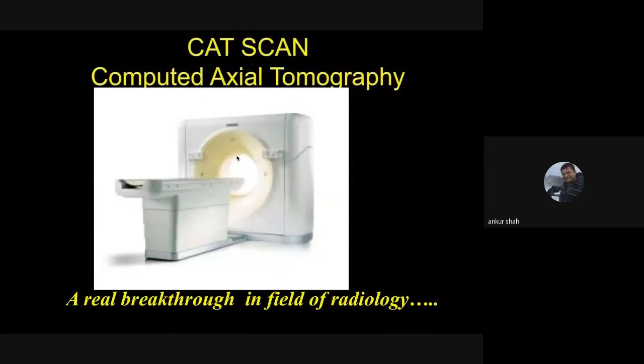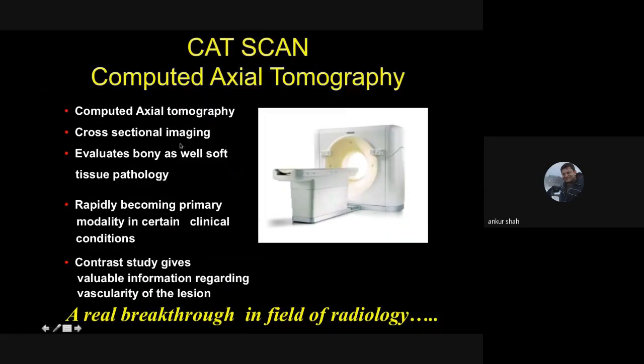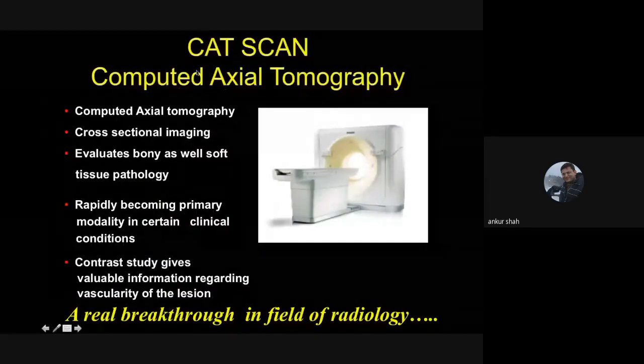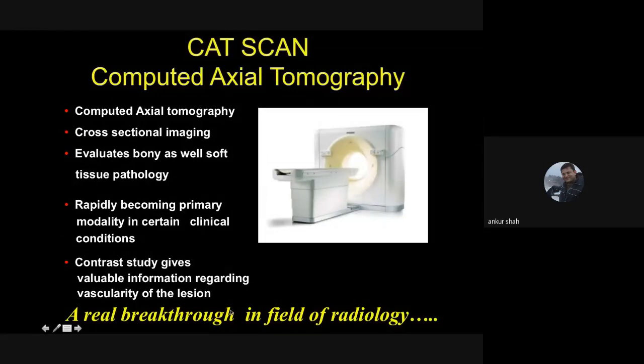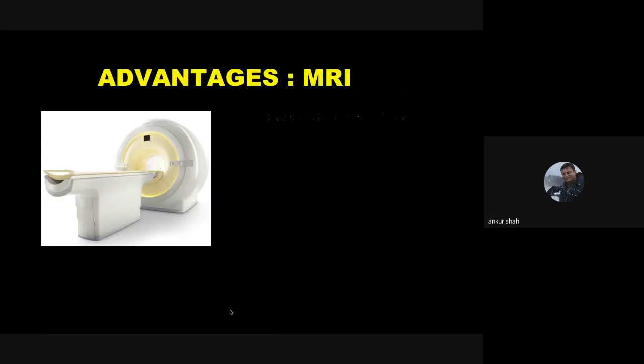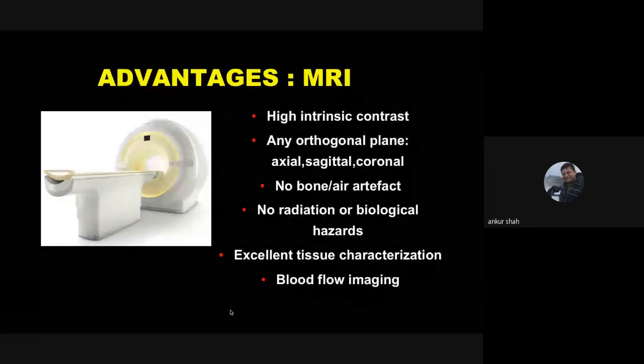What is the role of CT and MR for the brain? CT, as we know, the full form of CT scan, initially it was termed as the CAT scan, which is computed axial tomography or computed tomography. It is cross-sectional imaging. It is helpful for evaluation of bony as well as soft tissue pathologies, and this is a real breakthrough in the field of radiology. Before CT scan, there were very limited applications of radiology, but with CT and MR, it has completely changed. MRI has much more advantages over CT scan.